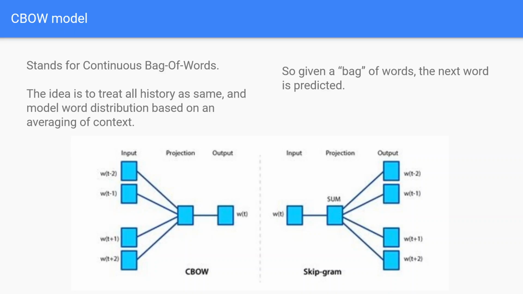The idea is to treat all history as the same. So it is a metaphorical bag of words from which whatever word you pull out has the same value. Every word in the input has the same value, and it helps to predict the output word.